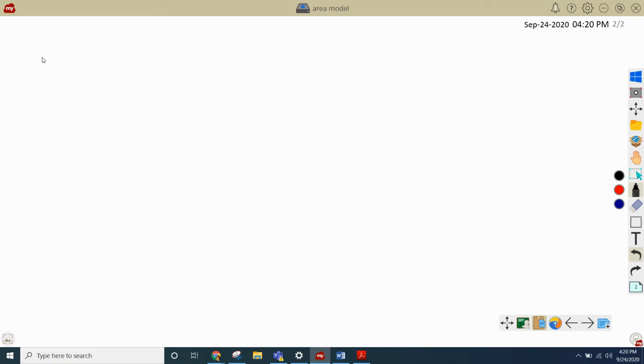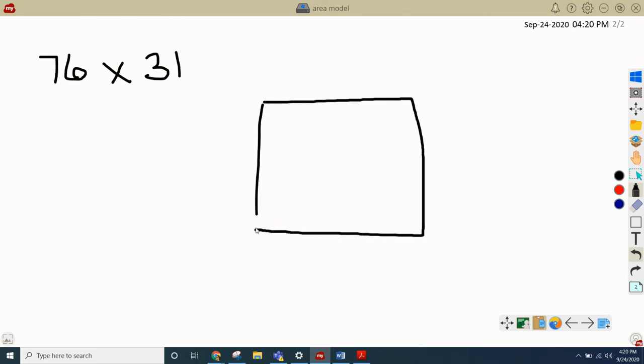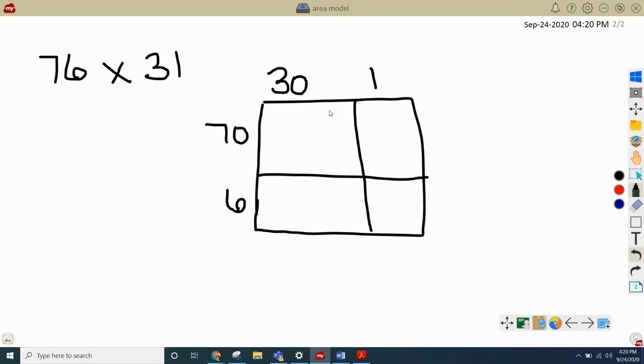Let's do 76 times 31. Okay, so the first thing you're going to do is you're going to draw your box. Okay, decompose each of these factors. So 76, we decompose it to 70 and 6. 31, we decompose it to 30 and 1. Okay, let's talk about what goes in each box.